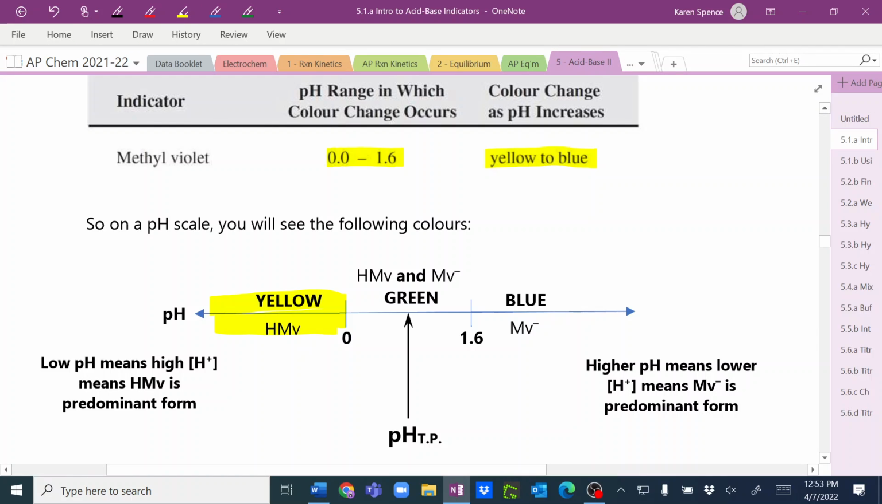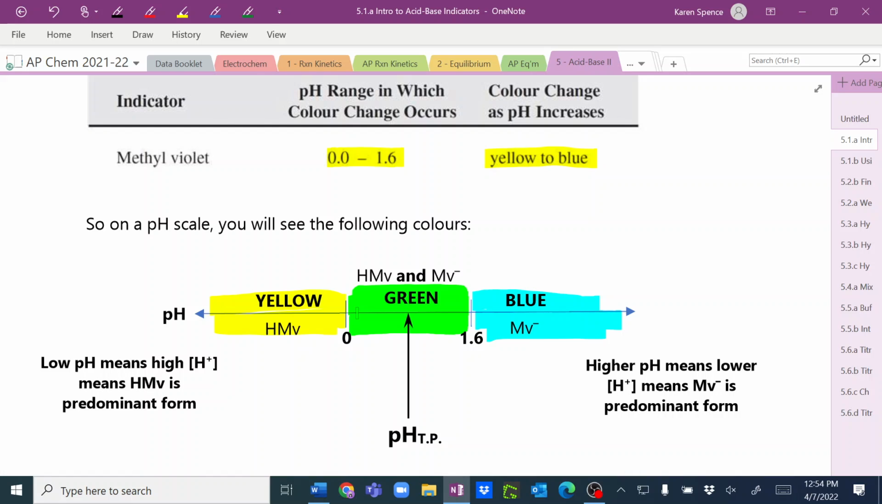When we are above pH 1.6, it's going to be blue. And when we are between 0 and 1.6, it is going to be green. Now, there will be different shades of green in here. I don't want you getting worried about them. Don't be like, it's a bluey green, it's a yellowy green, it's a lime green. No, no, no, it's just either yellow or it's green or it's blue.